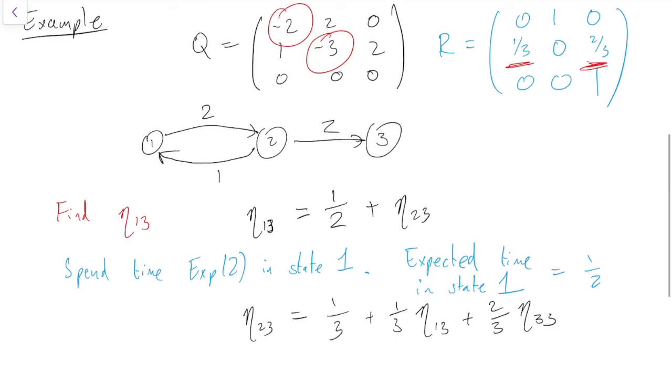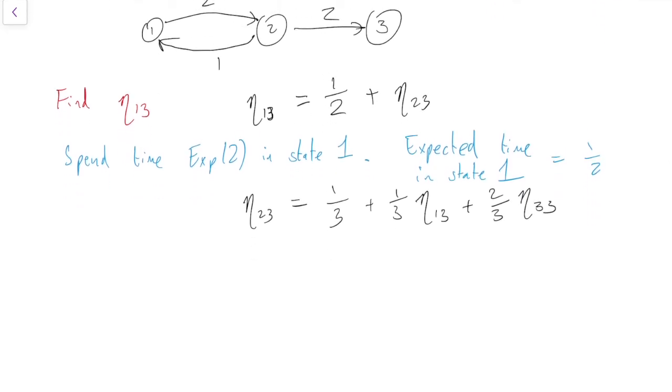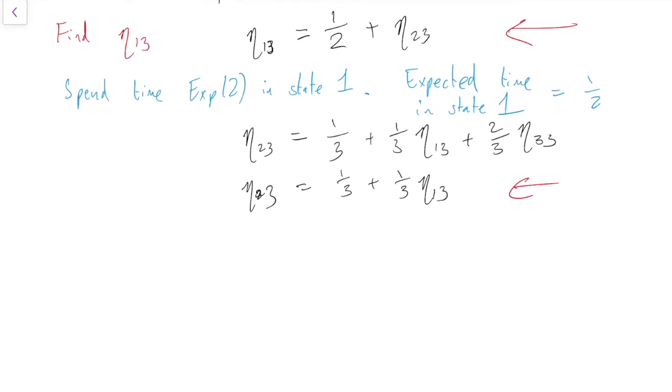But of course, eta 3, 3, the amount of time to get from state 3 to itself, is 0. It doesn't take any time, we're already there. That's 1/3 eta 1, 3. And so now we have these two equations, right? We have this equation involving eta 1, 3 and eta 2, 3, and this equation involving eta 1, 3 and eta 2, 3. And thus, we just need to solve these simultaneous equations however you like. The way I'm going to do it is substitute number 2 into number 1, but whatever way you prefer to solve simultaneous equations is fine with me.